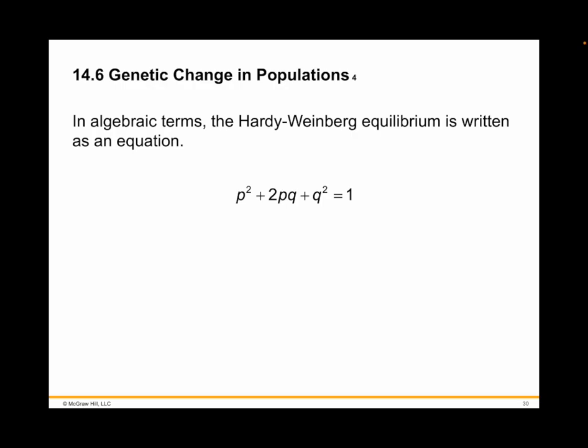So in algebraic terms, the Hardy-Weinberg equilibrium is written as an equation. For instance, we have P squared plus 2PQ plus Q squared equals 1, where P squared represents the frequency of those individuals which are homozygous dominant, 2PQ represents the frequency for those which are heterozygous, and then Q squared represents the frequency for those which are homozygous recessive, as I said just a bit earlier.